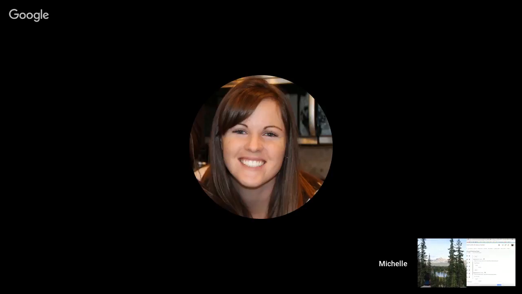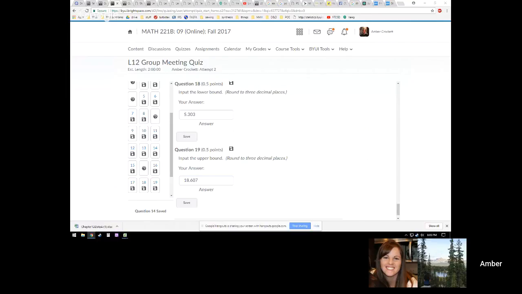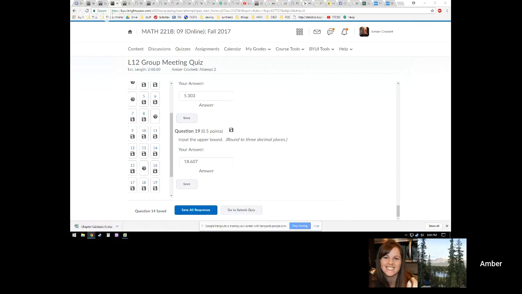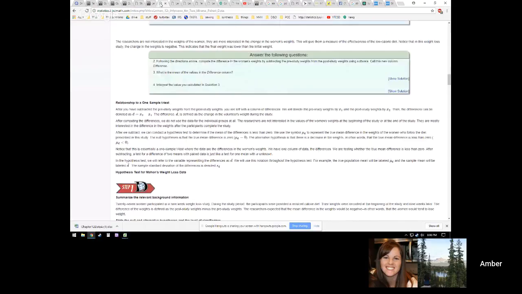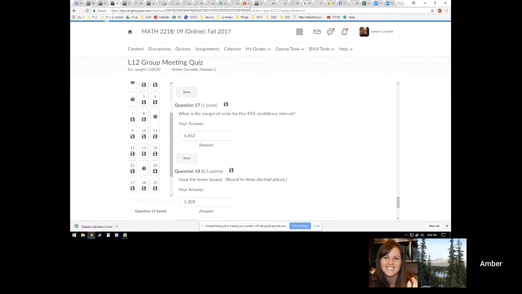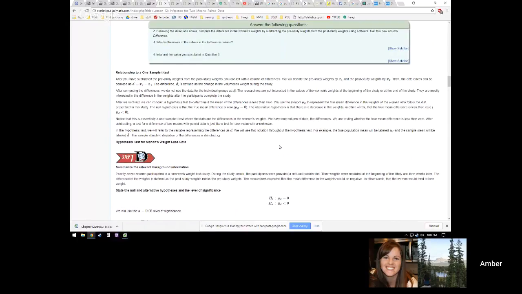So I guess let's go to 18 and put the lower bound because that's the one we're clicking on. Yeah, that one's 5.303. And then 19 is 18.607, which is just right there in the confidence interval. Yeah, I see that. 5.303 and 19, 18.607. Okay, so we just need the margin of error.